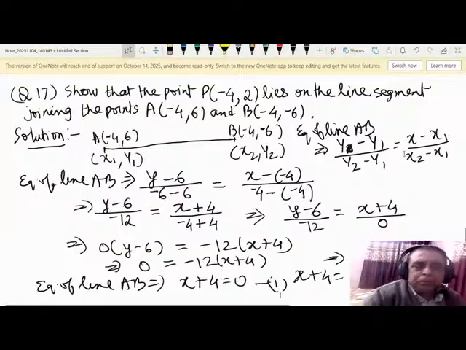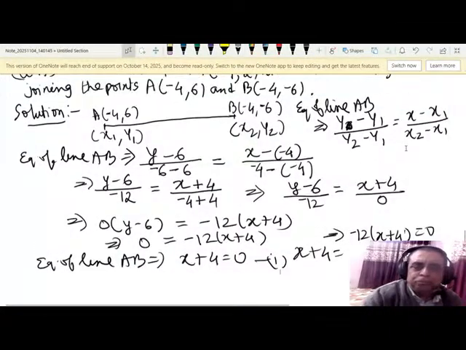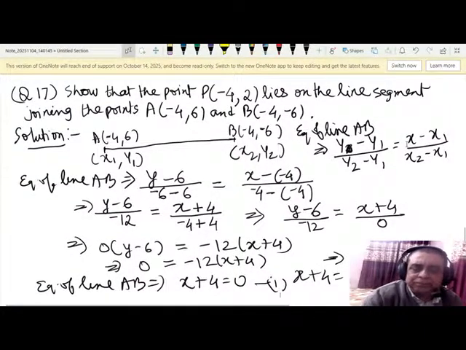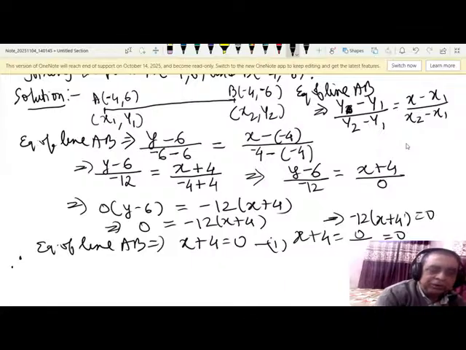Now for checking whether the point P (minus 4, 2) is lying on the line AB, you put the coordinates of P in equation number 1, which is the equation of the line AB, and you check whether those coordinates satisfy the equation or not. If it satisfies, it lies on the line. Otherwise, it does not lie on the line.